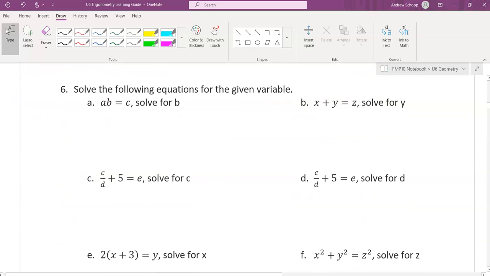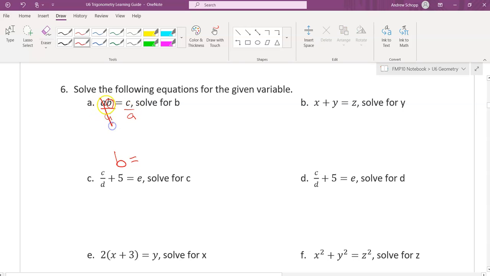Question 6. Here what we're going to do is we're not actually going to solve and get a value for our answer. We're actually just going to rearrange the equation to solve for a different value. So you can see this equation here, a times b is equal to c. If I want to solve for b, it means I want to rearrange the equation so I have b equals something at the end. So to do that, we would look at what's happening to b. Well, b is being multiplied by a. So to undo that, I would divide by a on both sides.